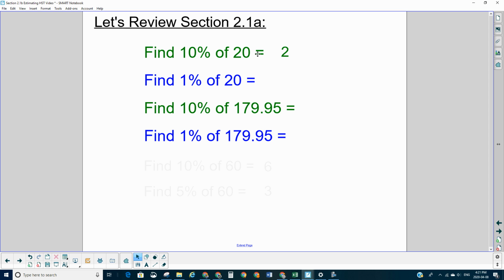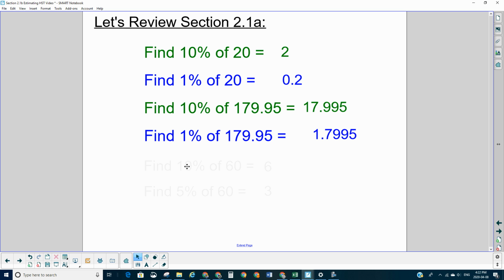So if 10% is moving one decimal place to the left, 1% is going to be smaller. We're going to move two decimal places to the left and end up with 0.2. Much smaller number. Same idea when we find 10% of 179.95. We're going to take this decimal and move it one decimal place to the left, and we end up at 17.995. If we're going to find 1%, we're going to move two decimal places to the left, and we end up at 1.7995. So that's a review of the big ideas from 2.1a.